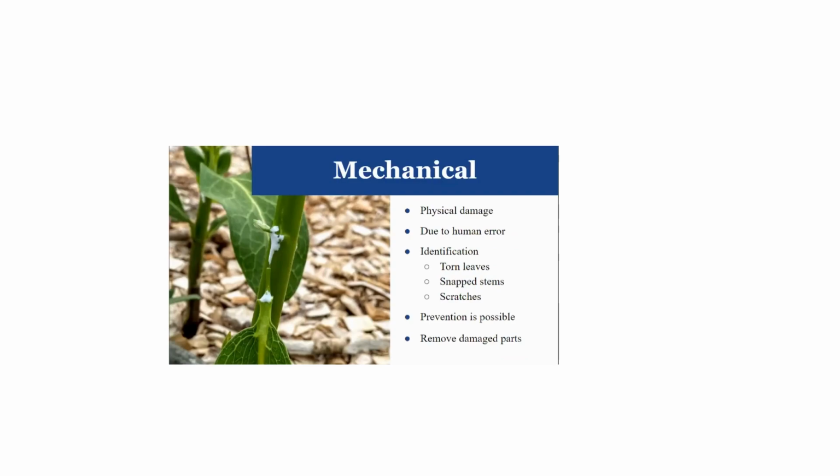Mechanical damage, that's physical. So if you, again, step on your plant or it's really windy and it snaps the plant, that's also an environmental example of a physical kind of damage. If you take a tool and you hit your plant, those are all mechanical. So you might have torn leaves, a snapped stem, like in this example, which looks like milkweed. There might be scratches. You can prevent this by, again, using your tools properly, being careful with your plants. And then you just remove those parts.